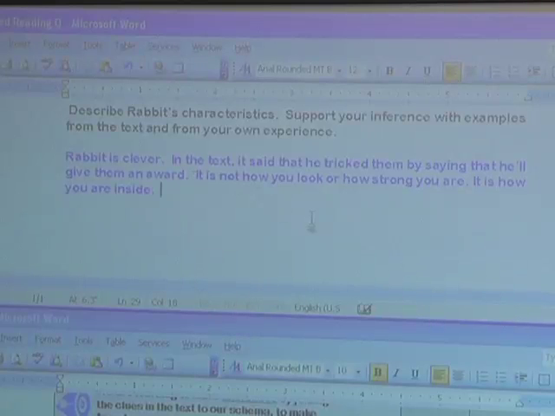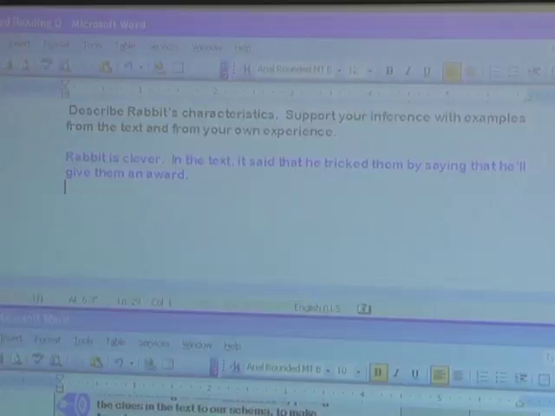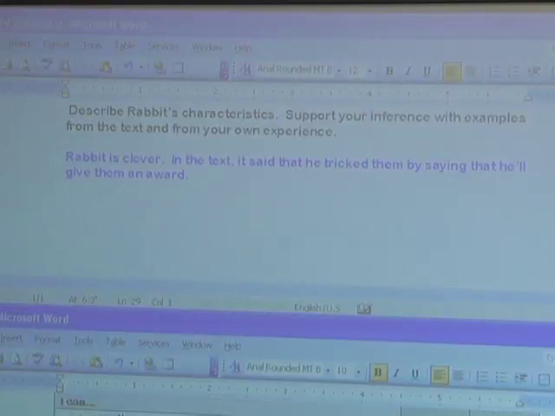What about this part down here? It is not how you look or how strong you are. It is how you are inside. Does that match the question? It's good thinking, but I think I'm going to take that one out. And I'm actually going to adjust our success criteria because I think we need to add in.